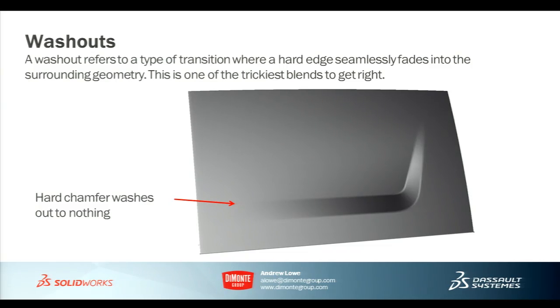Next time you're stuck in stop-and-go traffic, look at the bumper of the car in front of you. Odds are it's got some kind of washout where there's a hard edge and it fades out into nothing. And you'll see this all over the place in automobile design, consumer product design. And while it's common, it can be one of the trickiest blends to get right.